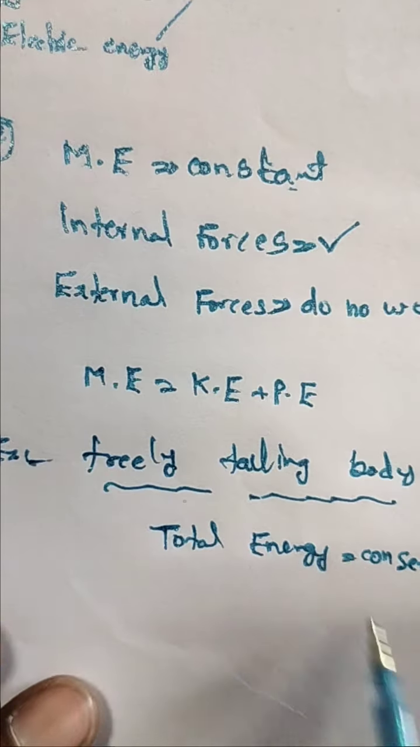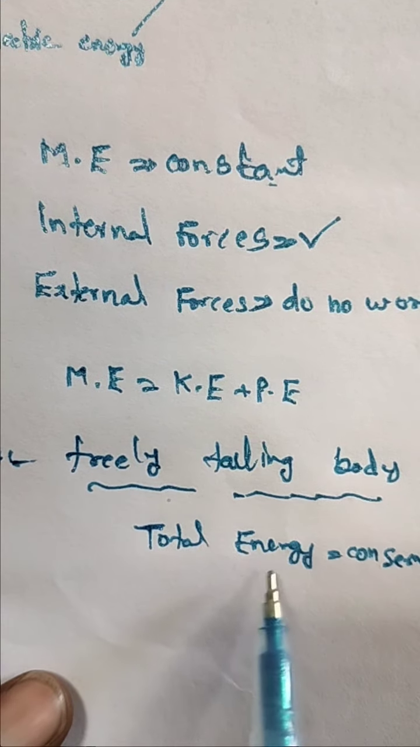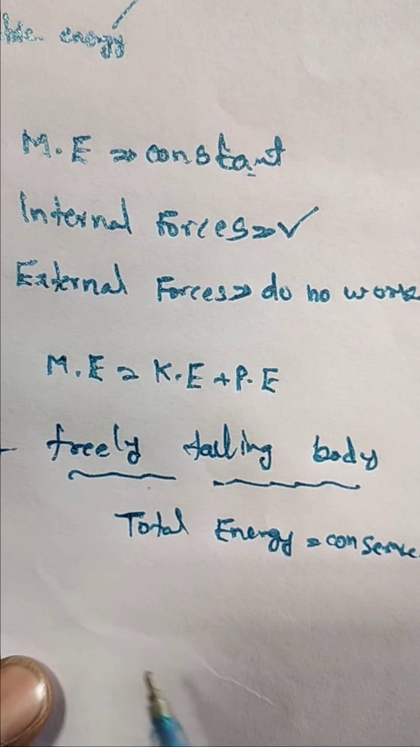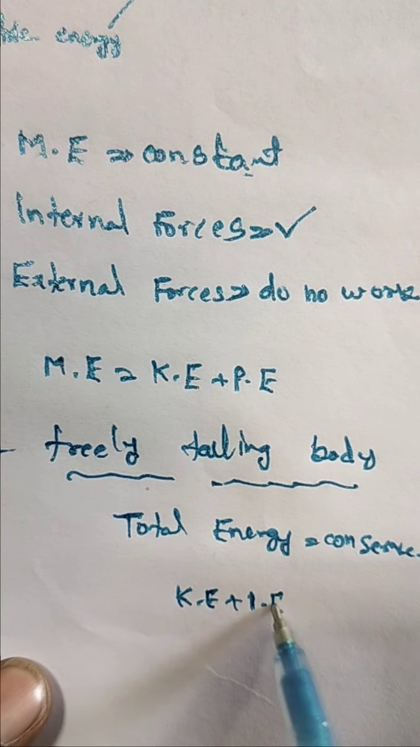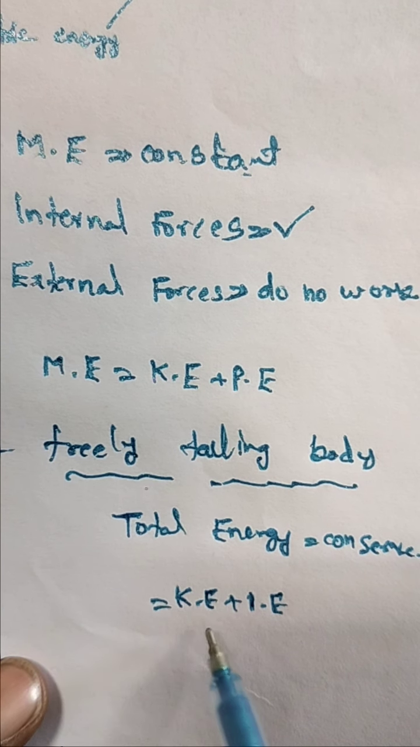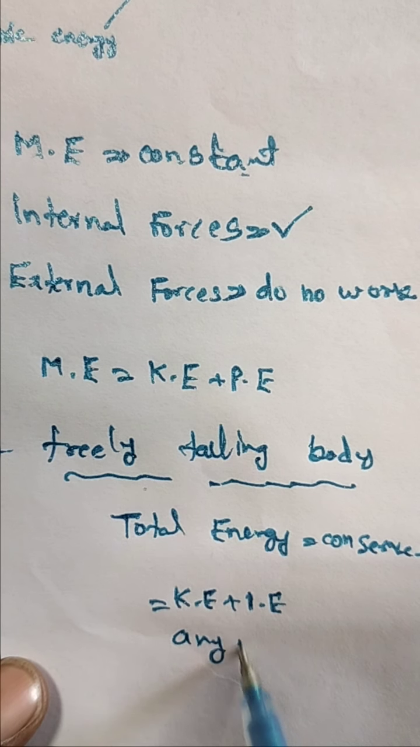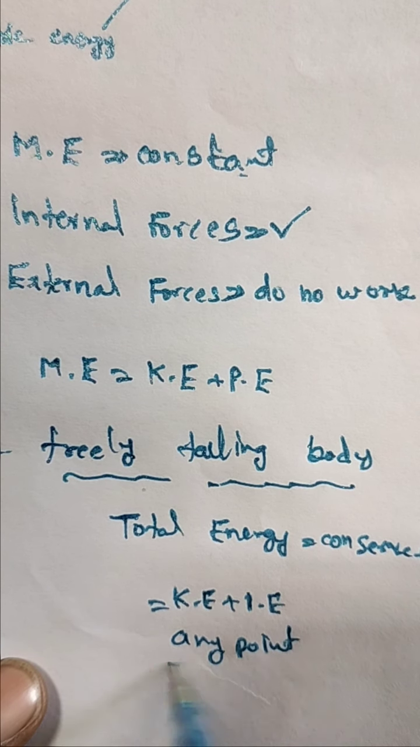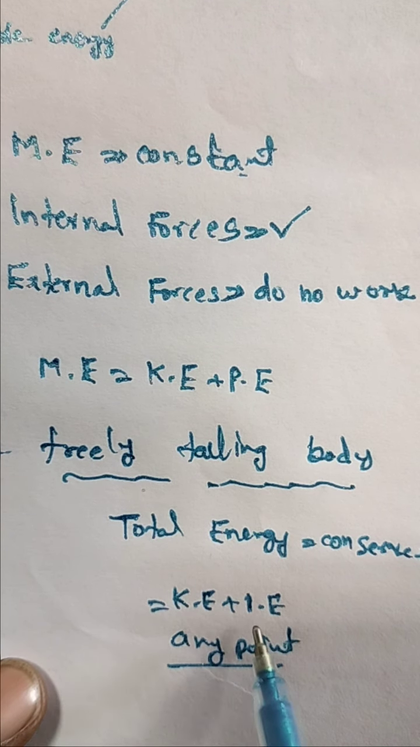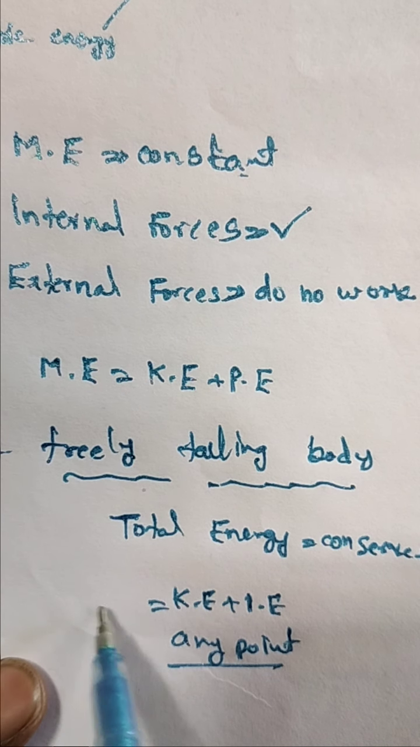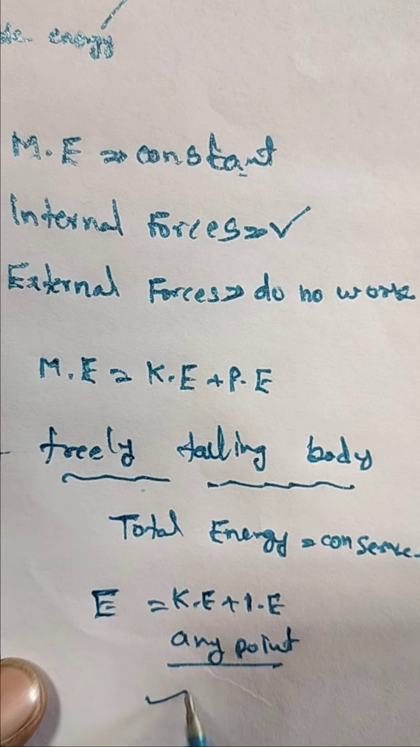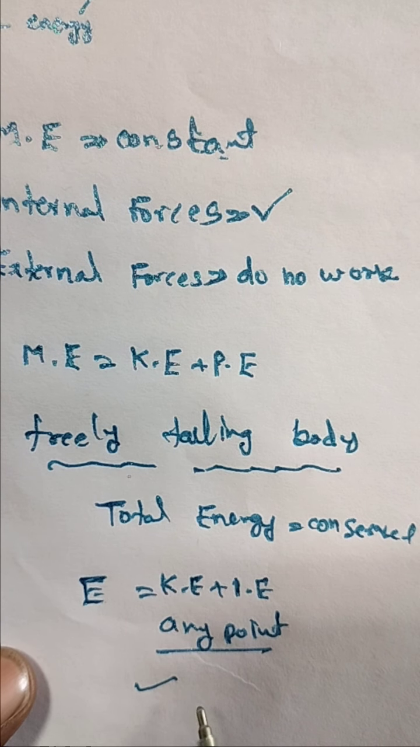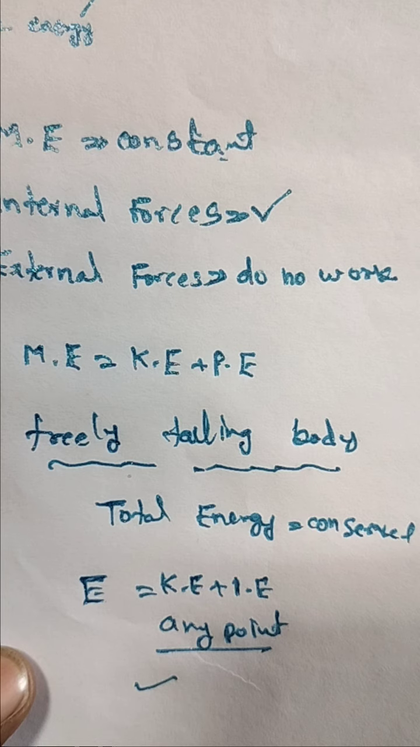What is the example? In a freely falling body, the total energy is conserved. What is the total energy? The sum of kinetic energy plus potential energy at any point will be constant. If kinetic energy plus potential energy, that is the total energy, is constant at any point, that is the proof of the law of conservation of energy.